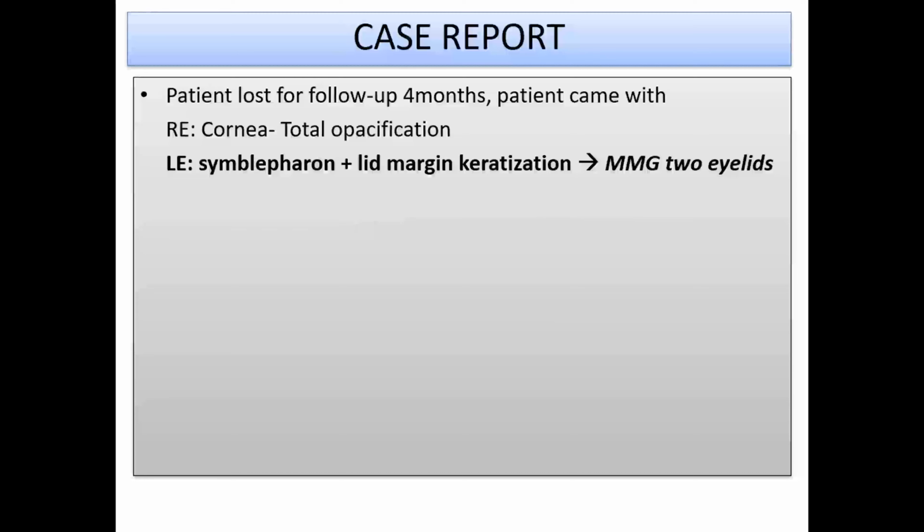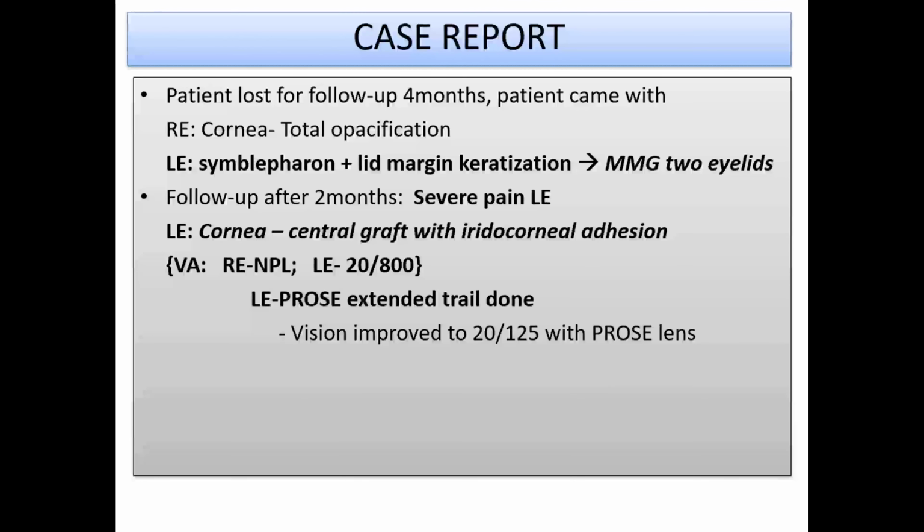The patient was lost to follow-up for 4 months, when she came back. On examination, the right eye cornea had total opacification. The left eye had symblepharon with lid margin keratinization, which was treated with mucous membrane graft for the 2 eyelids. Follow-up after 2 months, the patient had severe pain in the left eye.